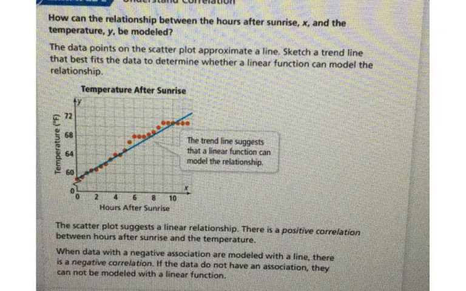It says, how can the relationship between hours after sunrise X and temperature Y be modeled? So this is that same graph we were looking at earlier. Now let's read what it tells us. It says the data points on the scatter plot approximate a line. That means they're kind of close to a line. We sketch a trend line that best fits the data.